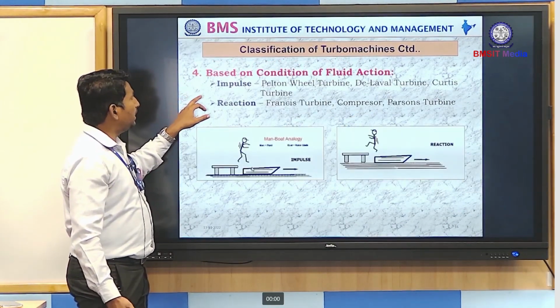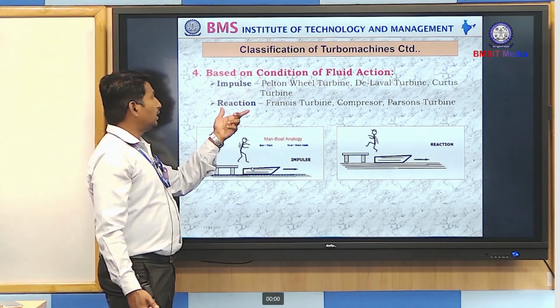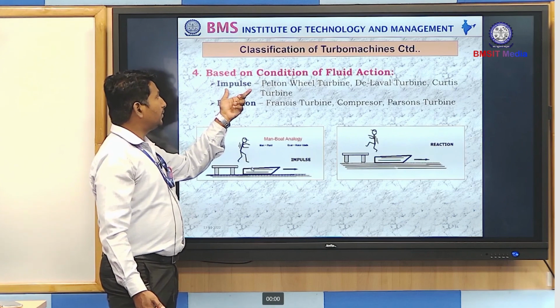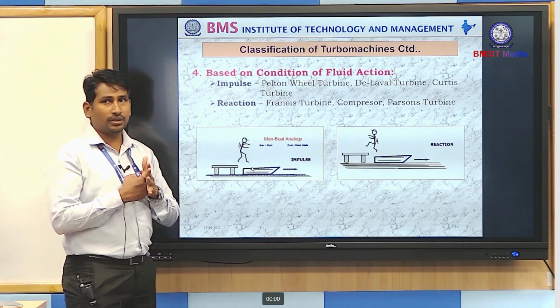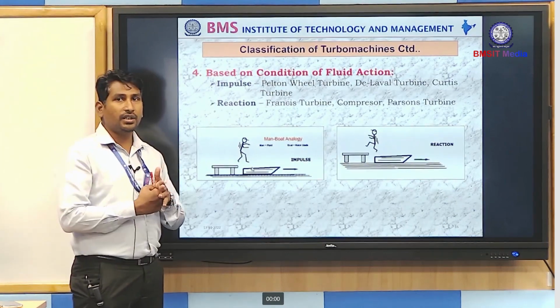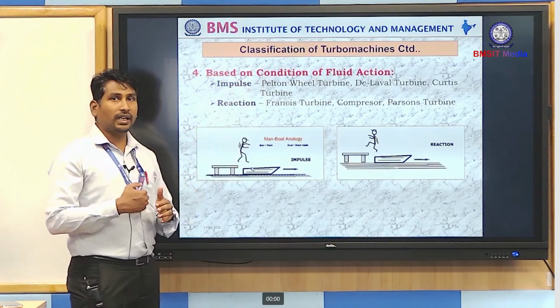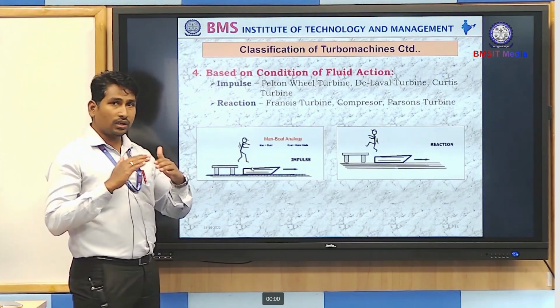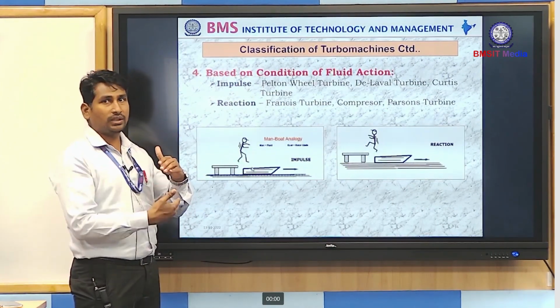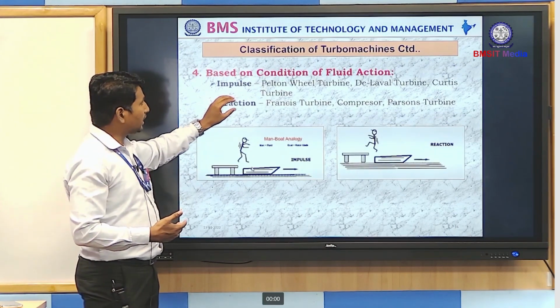Next is classification based on the condition of the fluid flow. There are two conditions: impulse force and reaction force. Impulse force is nothing but a sudden hitting force. If water or steam or gas comes and hits the blades and the blades start rotating, it is called an impulse turbine. And because of the reaction force, if the water or fluid or air rubs over the surface, because of the rubbing action, the blade starts rotating. That is considered a reaction turbine.